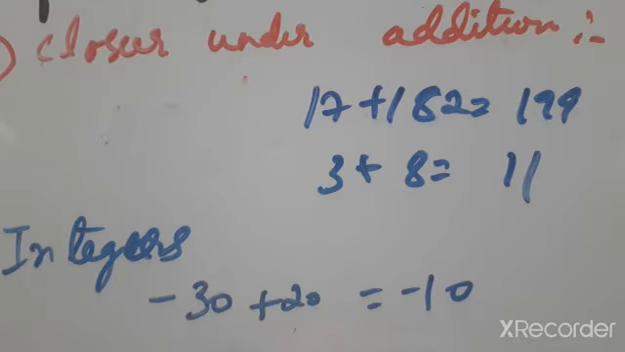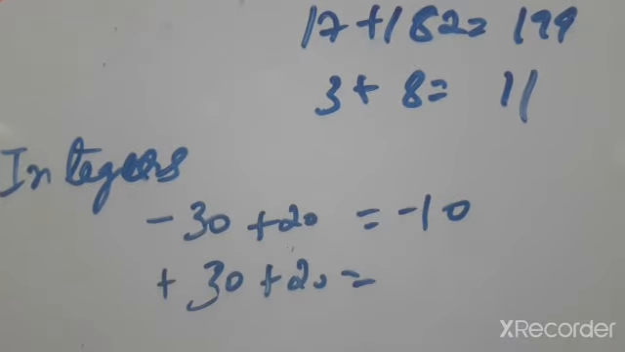One more example: plus 30 and plus 20. Both are positive integers now. Plus 30 plus 20, the answer is 50. So the sum of any two integers is an integer. Both are positive integers, and the answer is also a positive integer.